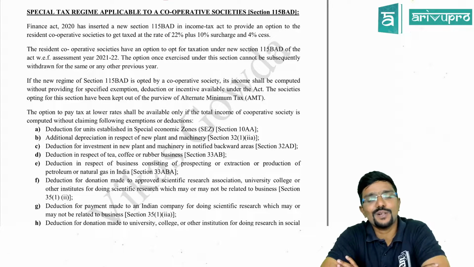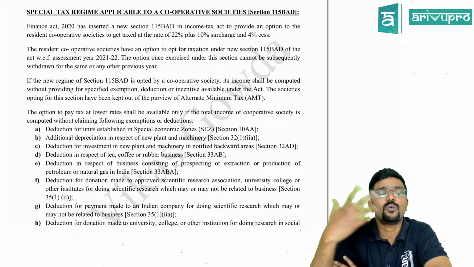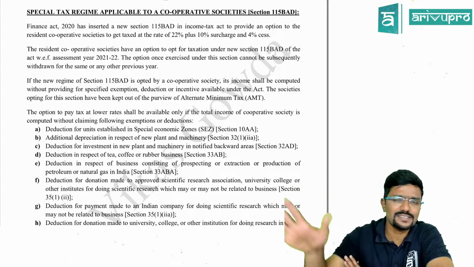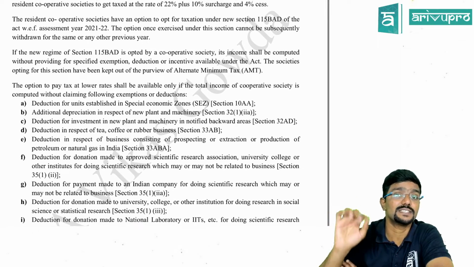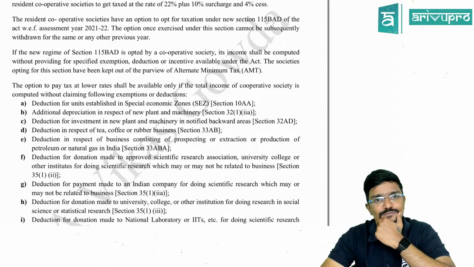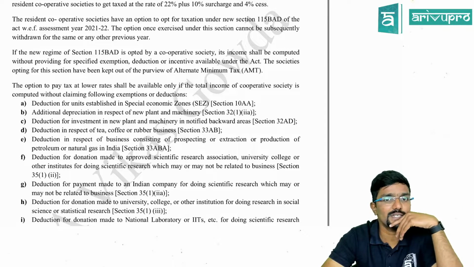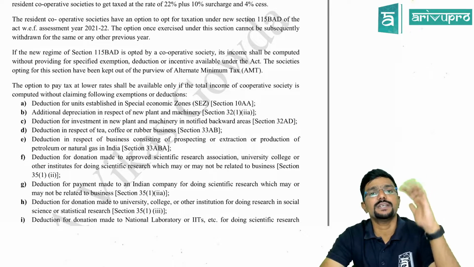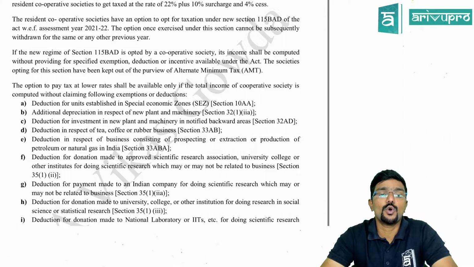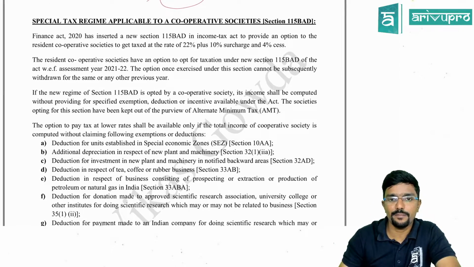But again, here also they have told, if the cooperative society is opting for the new scheme, they have to forego certain exemptions and deductions. Sir, what are those exemptions and deductions? It is the same as 115BAC deductions and exemptions, which have to be foregone by the individuals and HUF while calculating the total income under the new scheme. The same deductions and exemptions have to be foregone by the cooperative society if they are following the new scheme. Clear?